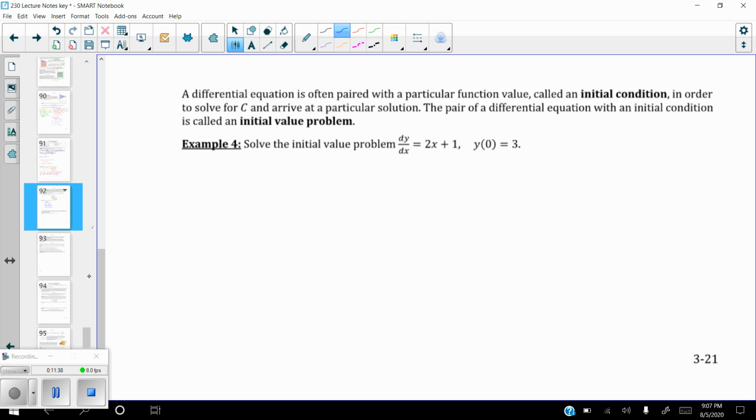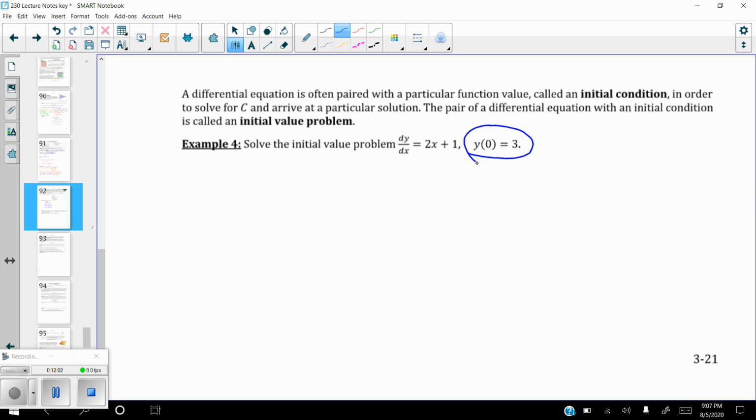So a differential equation is often paired with its particular function value. In this case, that gives us a particular function value because y of 0 equals 3 means when x is 0, y is 3. It's a point on the graph. It's the point (0, 3). It's actually a point on the original function. So in order to do this, we're going to use that at the end to find c.